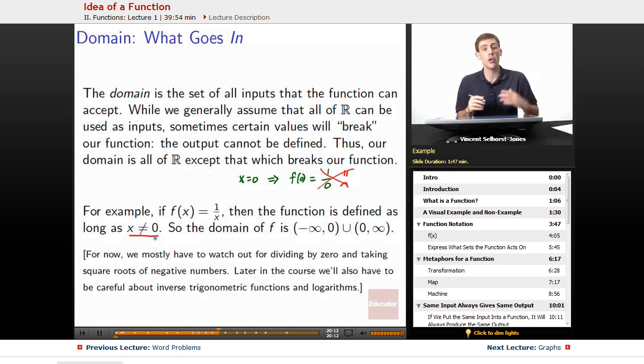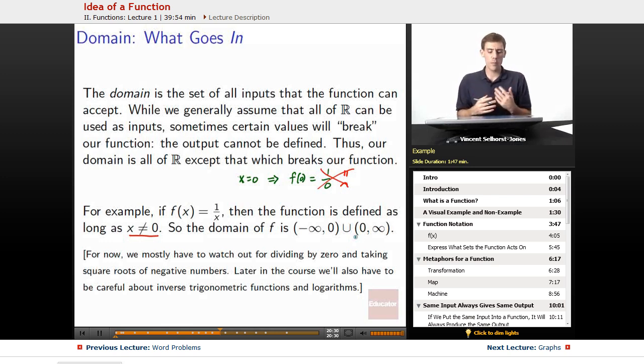So our domain is all numbers except 0. The domain of f, to show all numbers except 0, is everything from -infinity up to 0, not including the 0, union with everything from 0, not including the 0, to infinity. That's just another way of expressing all of the real numbers with the exception of 0.